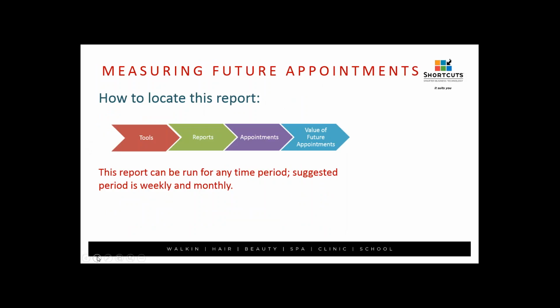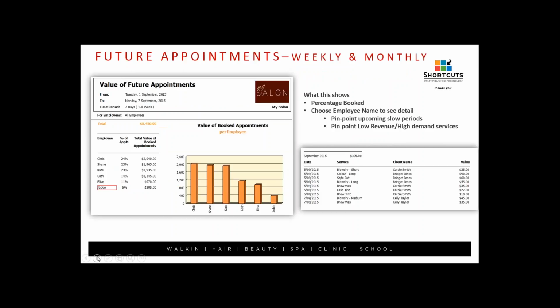Another one of our brilliant reports is measuring future appointments. This is called the value of future appointments. You can find it under Tools, Reports, Appointments. This report can be run for any time period, so you can run it for weekly, monthly, quarterly. The idea of this report is to give us an idea of what's coming up. So it's really good for forecasting. It's great for being able to see what we've got booked in already, and being able to identify any quiet periods, so any periods where we seem to have a dip.